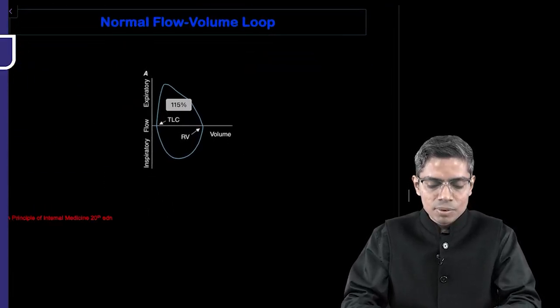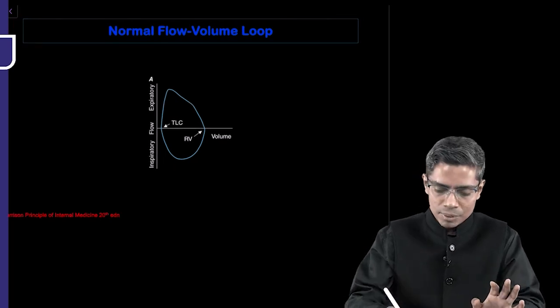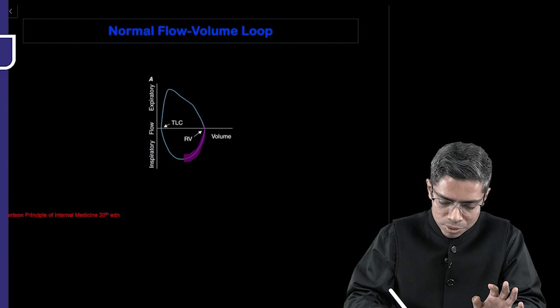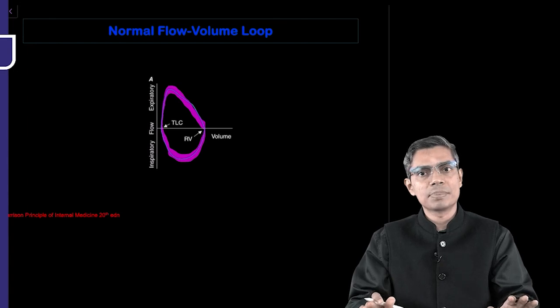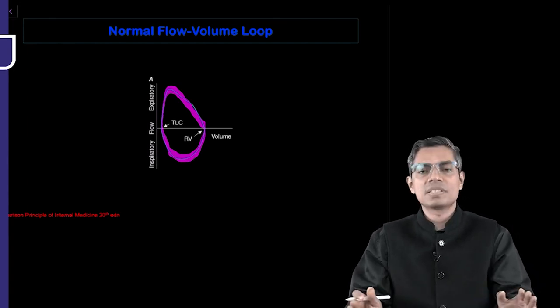So this is the normal flow volume loop taken from Harrison. I have already explained multiple times. Smooth inspiration and smooth expiration. There is no scooped out appearance. There is no box shaped appearance.